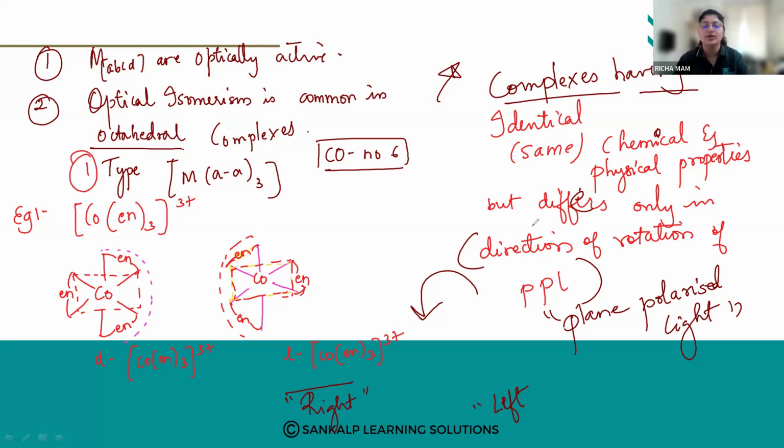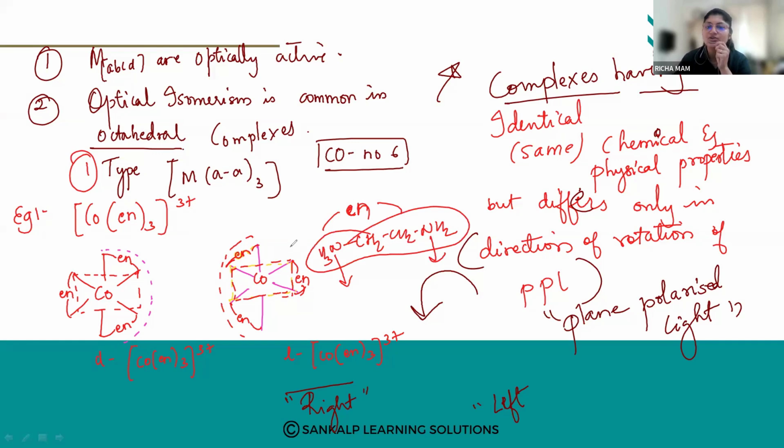So type 1. Whenever you have a bidentate ligand, what is a bidentate ligand? When you have two donor atoms, right? So ethylene diamine is represented by this: CH2, CH2 is there, and NH2, NH2 is there. From this N, it is getting linked. Because it is very difficult to write this many atoms here, in a simple way we write En and link like this.